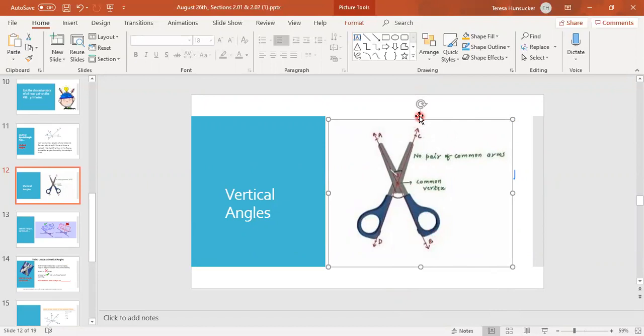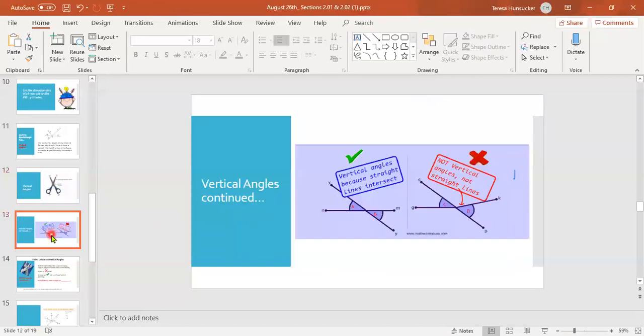So vertical angles are formed by intersecting lines, whereas linear pairs are formed by a straight line and a ray whose endpoint is on the line. Piggybacking off what I just said, vertical angles right here, because the straight lines intersect, they're formed by intersecting lines. So the left angles A and B will be congruent.